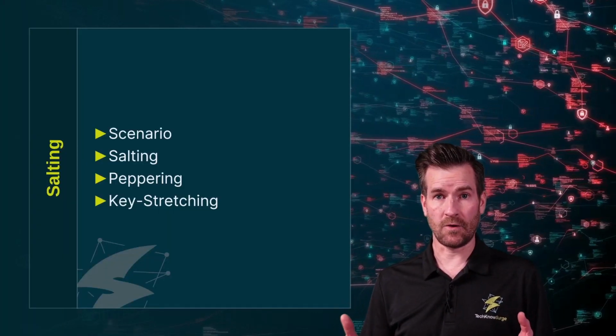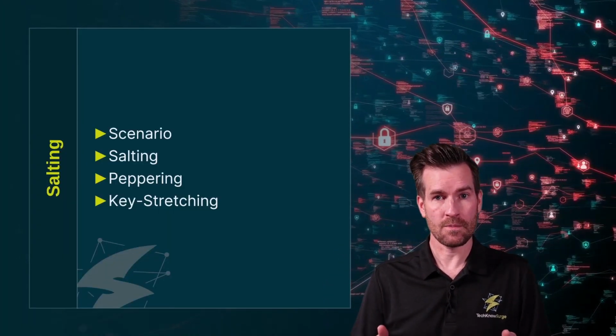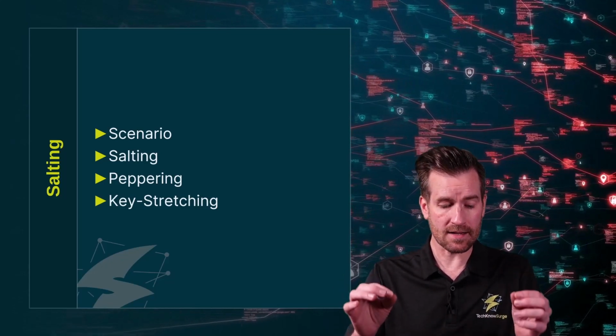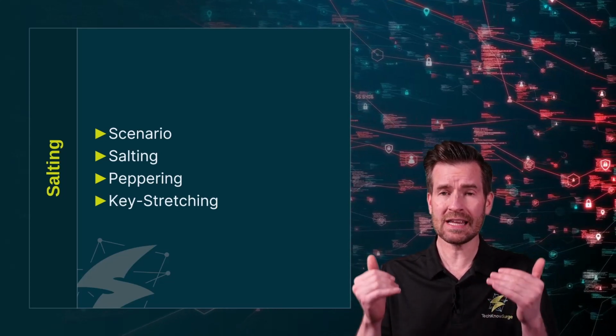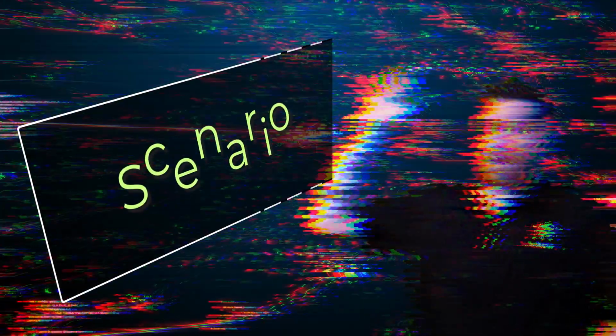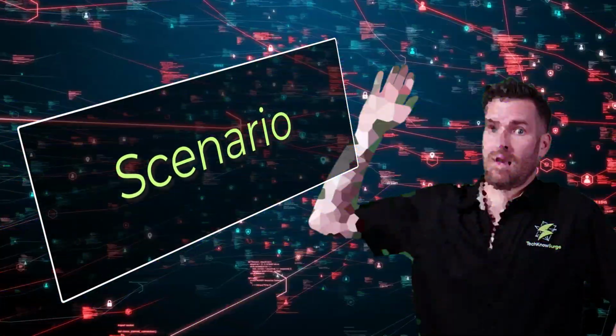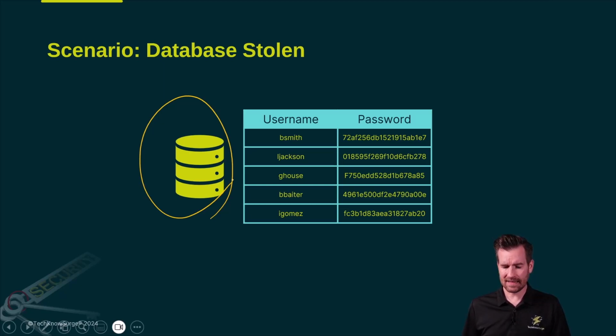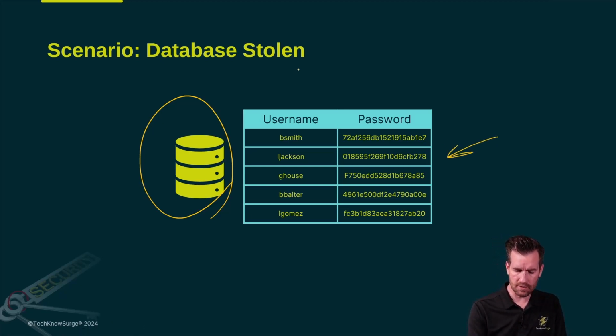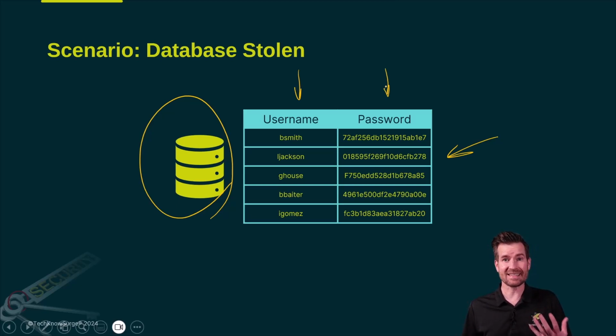We're going to start this video by talking about a scenario that will be a setup so we can base our conversations off of that when we're talking about salting, peppering, and key stretching. In our scenario, we have a database. And on that database, we have a table with both usernames and passwords on there. So obviously this is bad. There's somebody out there that now has our usernames and passwords.